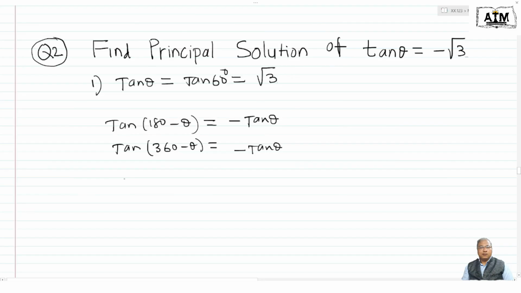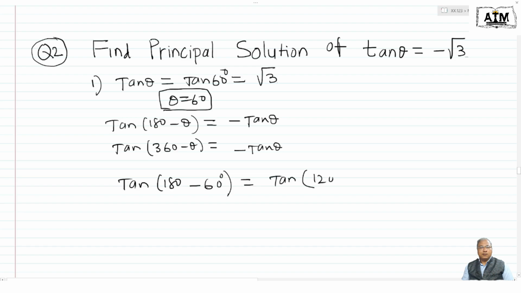Therefore, tan of 180 minus 60, in place of theta, since we already received theta equals 60 degrees. So in place of theta, now keep 60 degrees. So that is tan of 120 degrees. Tan of 120 degrees equals minus root 3, which implies theta equals 120 degrees, which can be written as pi by 3 multiplied by 2, that is 2 pi by 3.